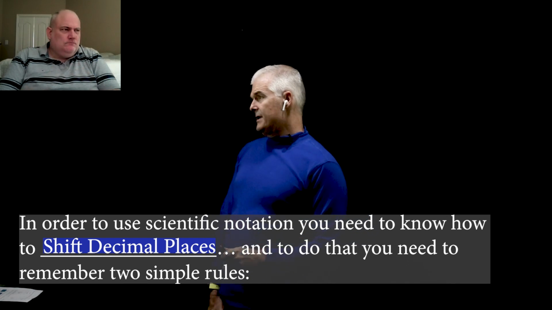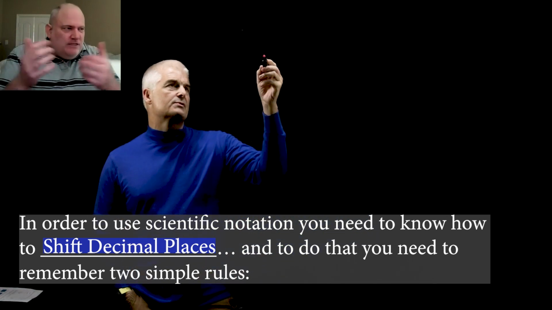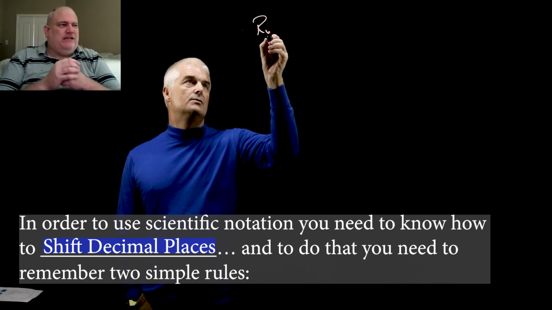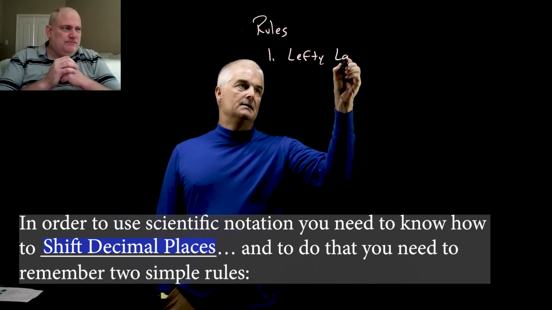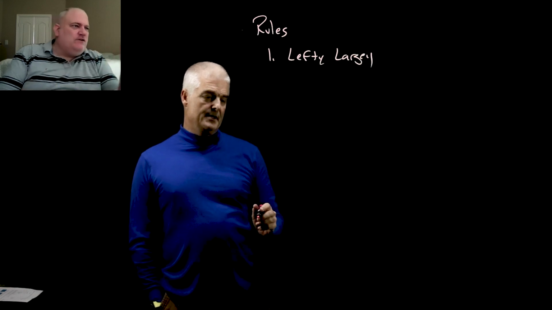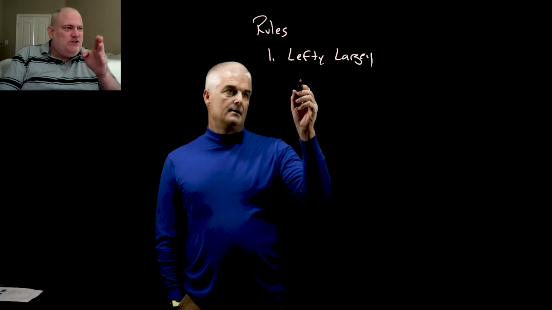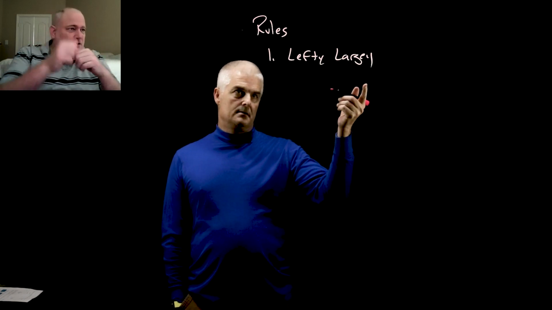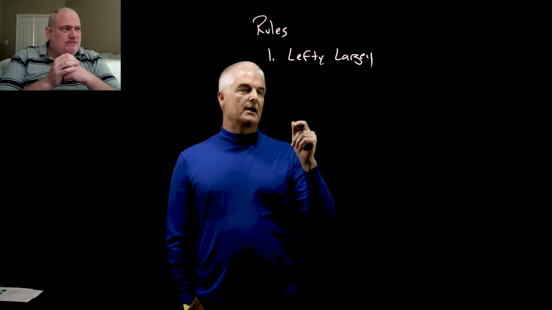And we need two simple rules. What are the two simple rules? It's kind of corny, but we do it this way: Lefty, largy. And the second one? The word lefty means whenever you move the decimal place to the left, you make your exponent larger. So if you move it to the left, you make your exponent larger. Okay, give me some examples.